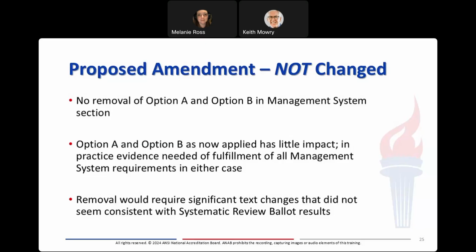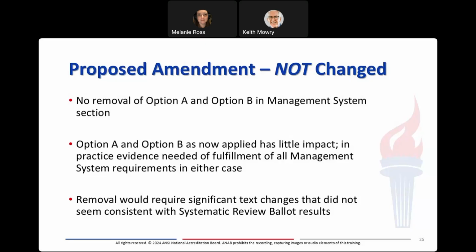Now, another thing that's not changing, though, is our old friends option A and option B in the management system section. They will still be there. Now, these were based, again, the document was written between 2006 and 2012. The original options A and B were based on ISO 9001 as it existed at the time.